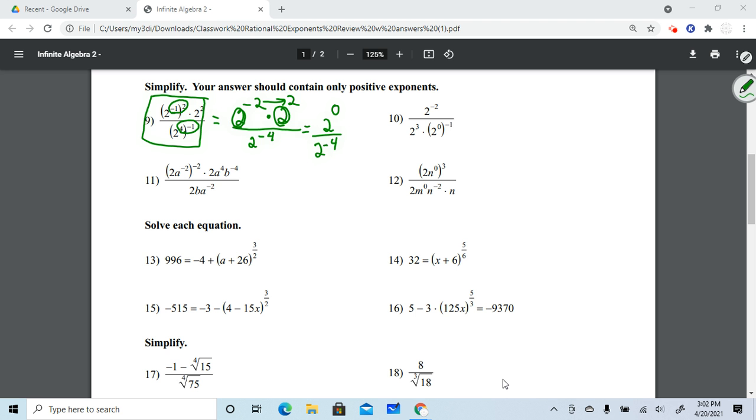Now I want to just take note here. Notice my base did not change. It stayed as a 2. Do not change the base. That would not be cool.